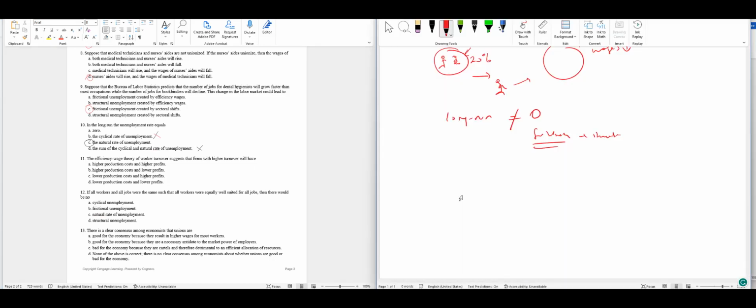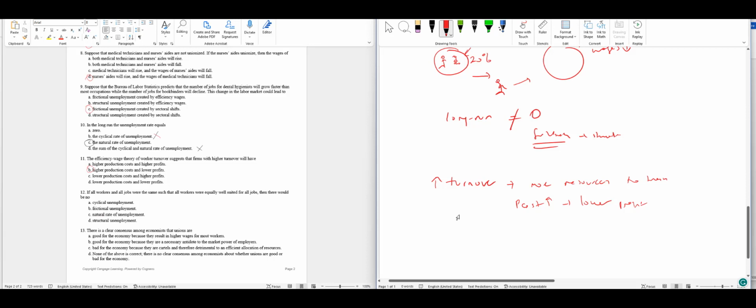Question 11. The efficiency wage theory of worker turnover suggests that firms with high turnover. So high turnover means frequent hiring of new workers. Frequent hiring of new workers means more resources to train the workers. Therefore, production cost increases. When production cost increases, the companies have lower profit. Therefore, the right answer is B.